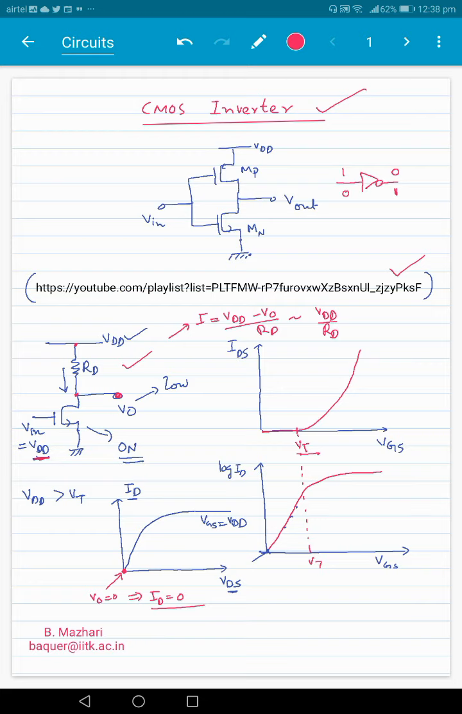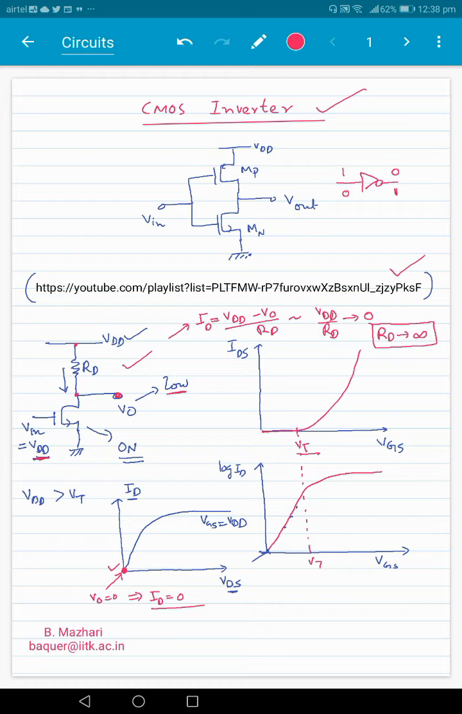So if we want this current ID to be very small, if we want this current to go to 0, so that the output voltage at this point is pretty small, then what we want is that RD should be very high. RD should go to infinity. So in order to get an output voltage which is low and very close to 0, you should choose RD which goes to infinity. So RD should tend to infinity.